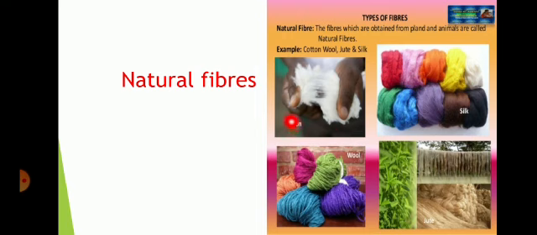Fibers that we get from animals are called animal fibers. Examples are wool and silk fibers. Silk is a shiny fiber produced by silkworms. Silk cloth is soft and is used to make saris and dresses for women, as well as shirts and kurta pajama for men.